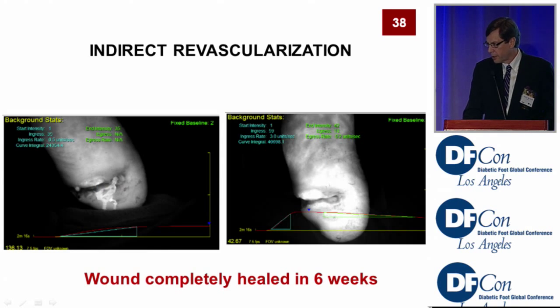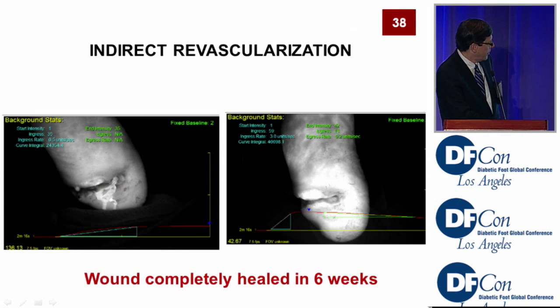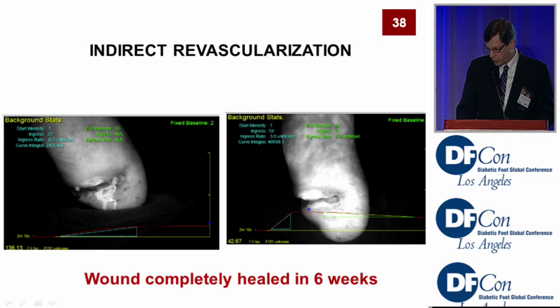But look at the indocyanine green angiogram. You go from very poor slope here before intervention. This was immediately afterwards, dramatically increased, and it lit up, and the patient's wound healed in 6 weeks. He had that wound for over a year.